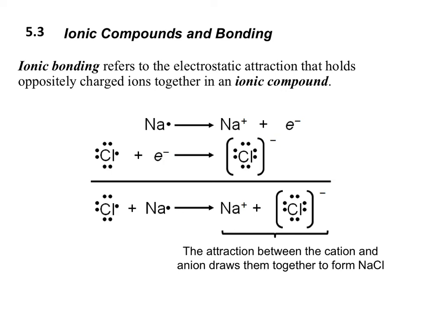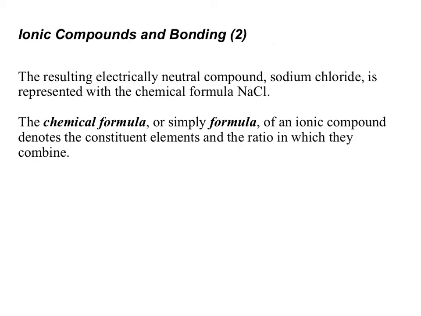Ionic compounds and bonding. Ionic bonding refers to the electrostatic attraction that holds oppositely charged ions together in an ionic compound. So, example here is that a sodium will want to lose an electron to become sodium plus. Chlorine wants to gain an electron to become Cl minus. And if we combine the two, we get sodium chloride, and the attraction between the cation and the anion draws them together. The resulting electrically neutral compound, sodium chloride, is represented with the chemical formula NaCl.